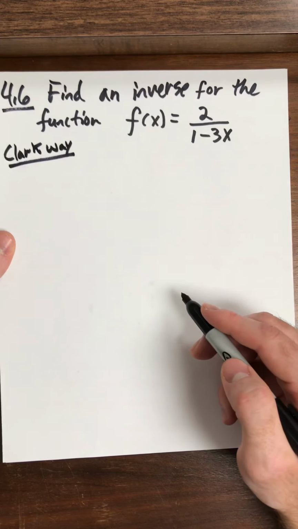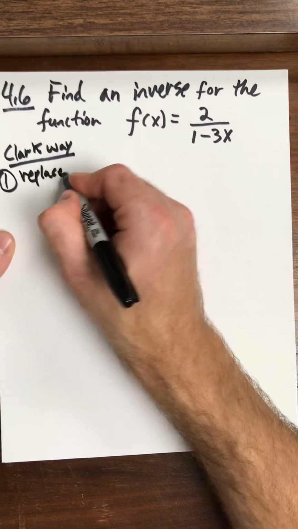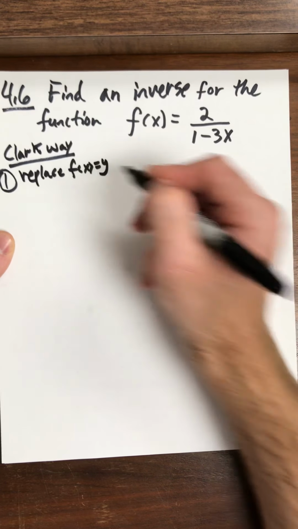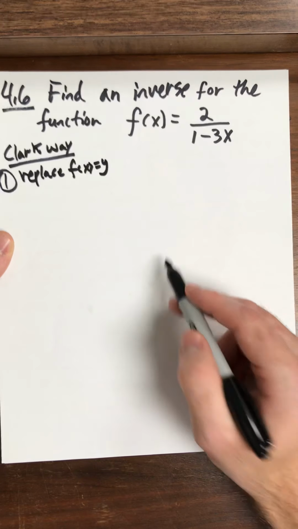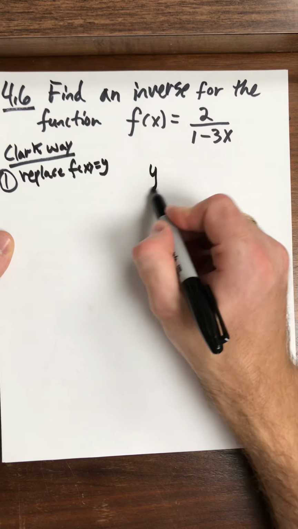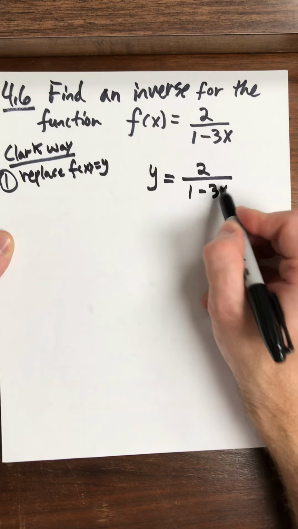So the first thing I want you to do, number one, replace f of x with y. So everywhere you see f of x, that's y. Y equals f of x. So that's the first thing I'm going to do. So I'm going to say y equals 2 over 1 minus 3x.